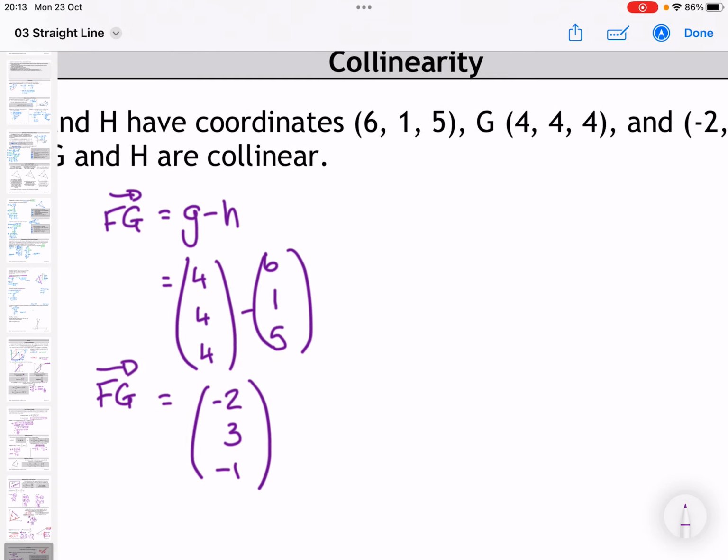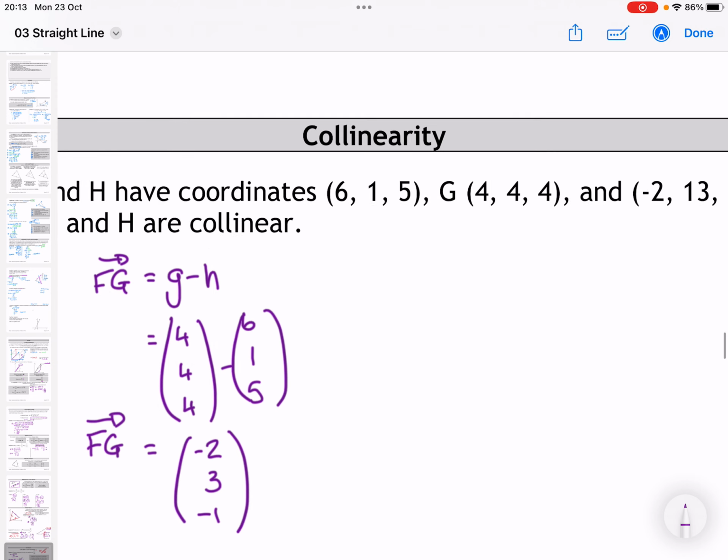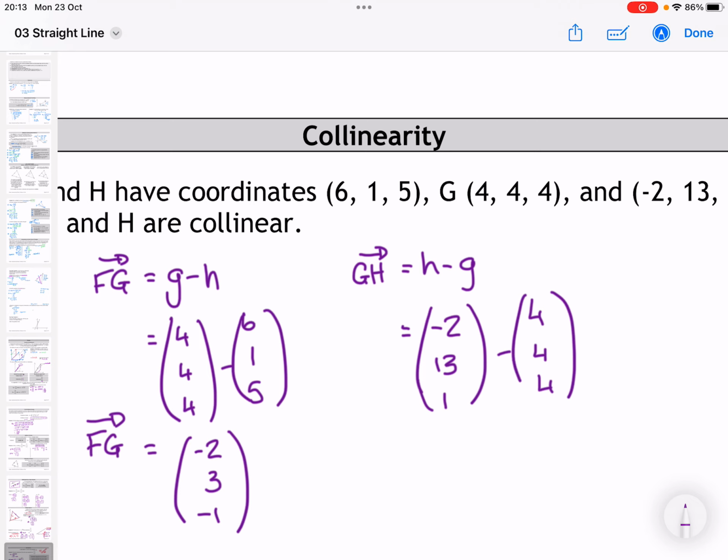Okay. Then my next one that I wanted to work out is GH. So GH is H minus G this time, which is minus 2, 13, 1, minus 4, 4, 4. Because that's what G is. And that gives me this time for GH.